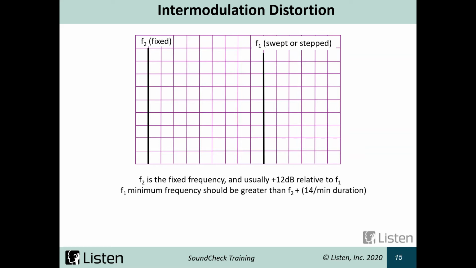This is just to make sure that we have enough signal, that the difference between the two is large enough to get the data we want. If we get too close, or we don't spend enough time at each step, we might not be getting as much data as we need to calculate the IM distortion.